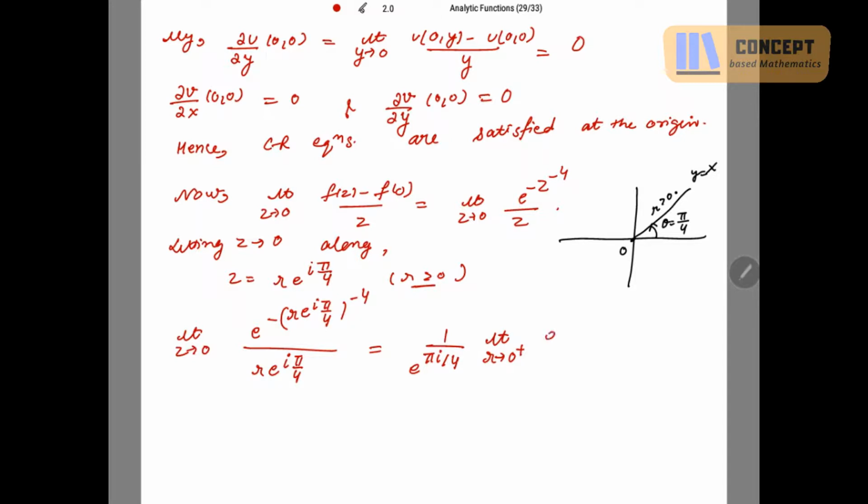So this is e raised to the power minus r raised to the power minus 4 into e raised to the power minus pi iota. Now this e raised to the power minus pi iota is minus 1. If you open this using Euler's formula, you will get cos of pi minus pi plus iota sine of minus pi. So this is cos of pi minus iota sine of pi. I am writing again.